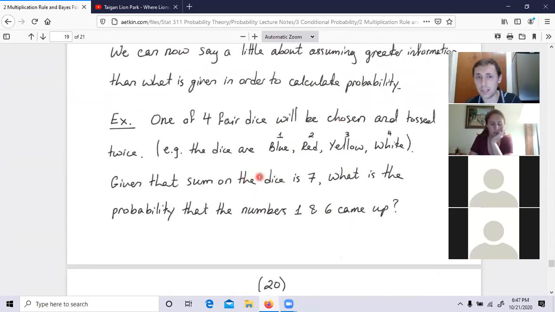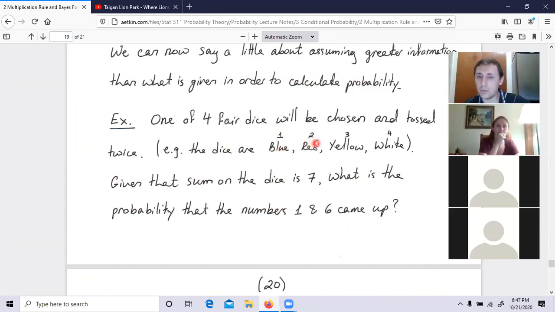So here is a simulation of why that's the case. Suppose that here is what's going to happen. We will pick 1 of 4 dice: 1 is blue, 2 is red, 3 is yellow, and 4 is white. And each of those dice is a fair die. You understand? Each of those dice is a fair die. Now the question is, given that the sum on the dice is 7, what is the probability that the numbers 1 and 6 came up when I was tossing the die? You understand? So one of those dice is picked and then tossed twice.